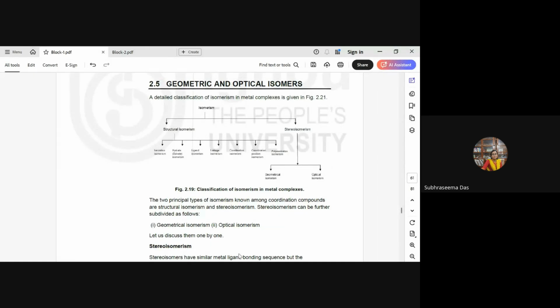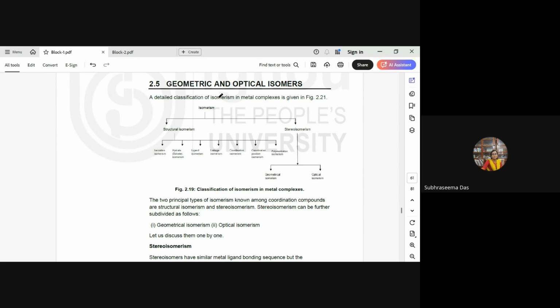So now coming to geometrical and optical isomers. So we know what isomers are. Isomerism, particularly in metal complexes, that is coordination complexes, has been broadly classified into two types: one is structural isomerism and the other is stereoisomerism.